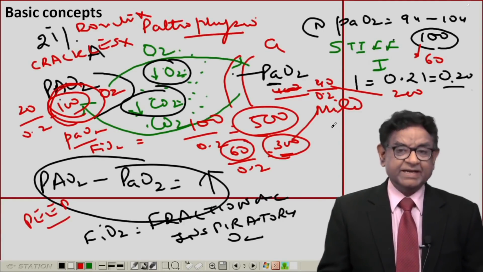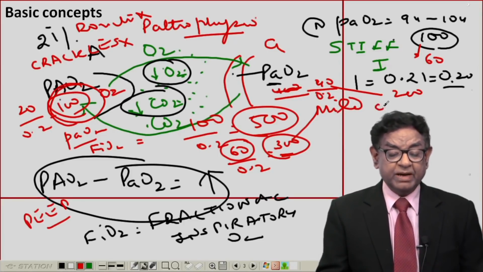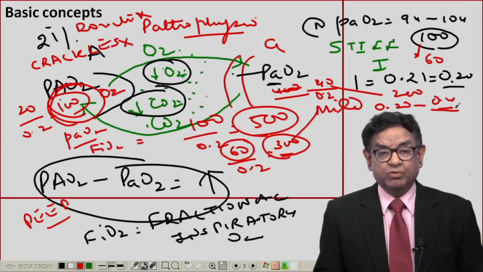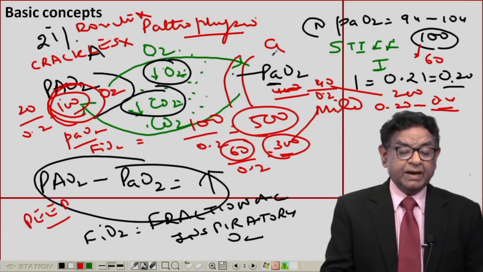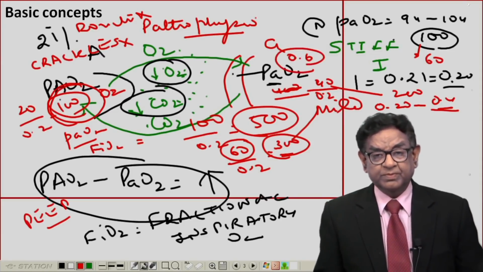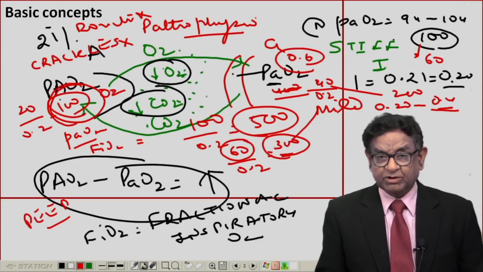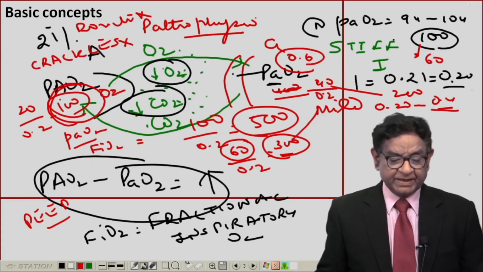Now what else can I do? If I increase the FiO2, normal FiO2 is 0.2. If I increase to 0.4, that means more and more oxygen will go. Up to 0.6 of FiO2 we can go, but not beyond that, because otherwise it leads to more and more toxicity. Oxygen toxicity will be there.